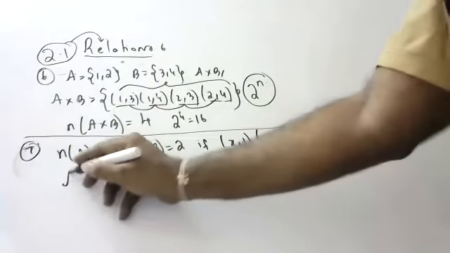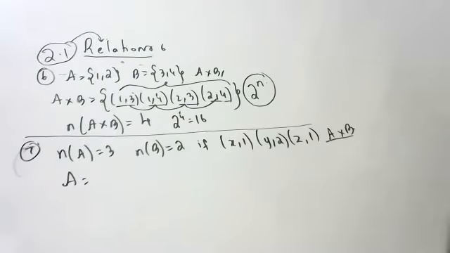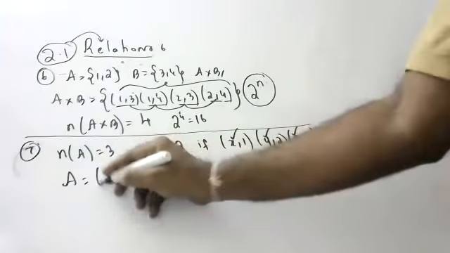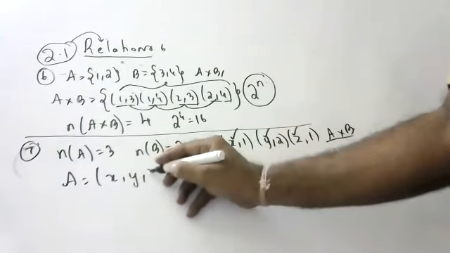So what are A's elements, children? A is the set of all first elements of the ordered pairs in A cross B. What is A? X, Y, Z. A has all the first elements: X, Y, Z. Okay.